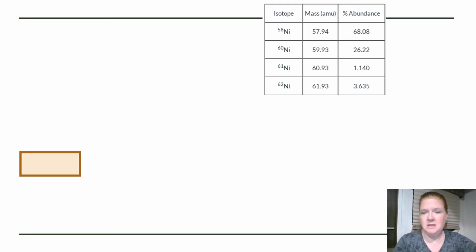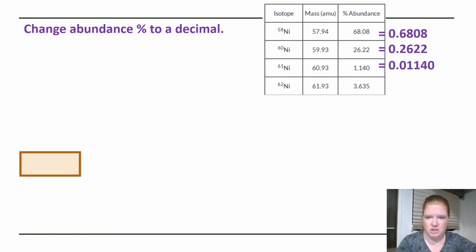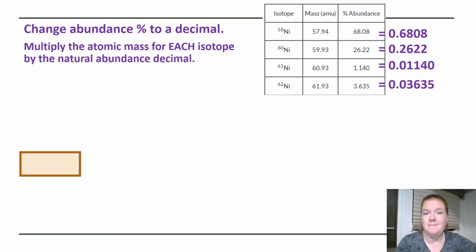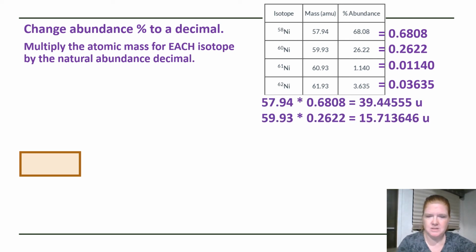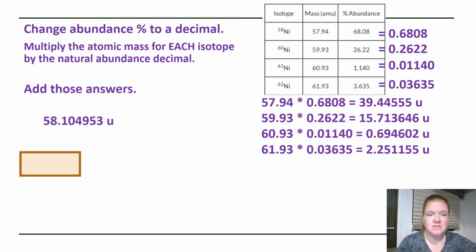So here's nickel, and this time I have 4 isotopes, so sometimes you won't always have 2. First we change the abundance percent to a decimal. So do that for each one. Then you're going to multiply the mass for each isotope by the natural abundance decimal. So you do that for the first isotope, the second, the third, and the fourth. Now I have to add all those answers together. So I've added all of these numbers here.